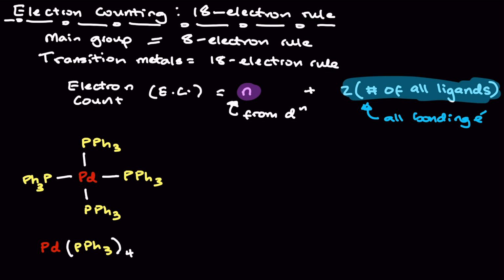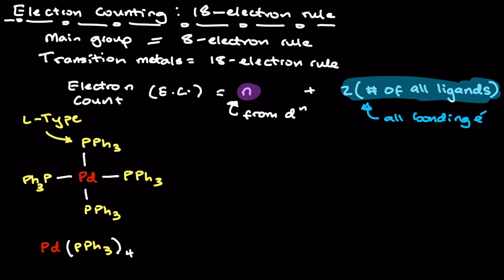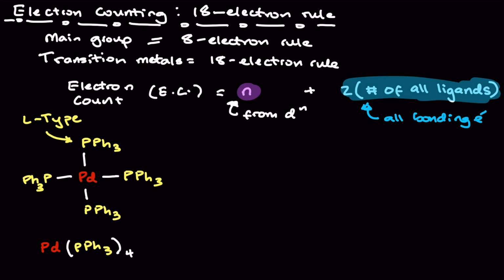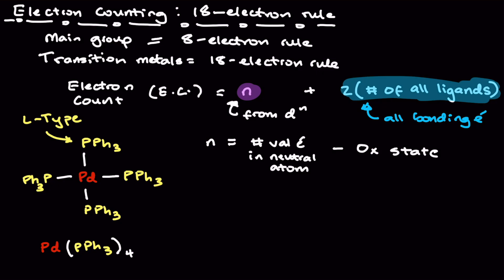Okay, so consider this molecule, palladium, that is coordinated to 4 triphenylphosphines. Keep in mind that phosphine or phosphorus, just like nitrogen, when you kick off the phosphine from the palladium complex, it's a neutral compound, and so phosphines are L-type ligands. So now we're going to find how many unshared valence electrons are on palladium in this complex. Recall that this value can be found by taking the number of valence electrons in a neutral palladium atom and subtracting from it the oxidation state of palladium in this complex.